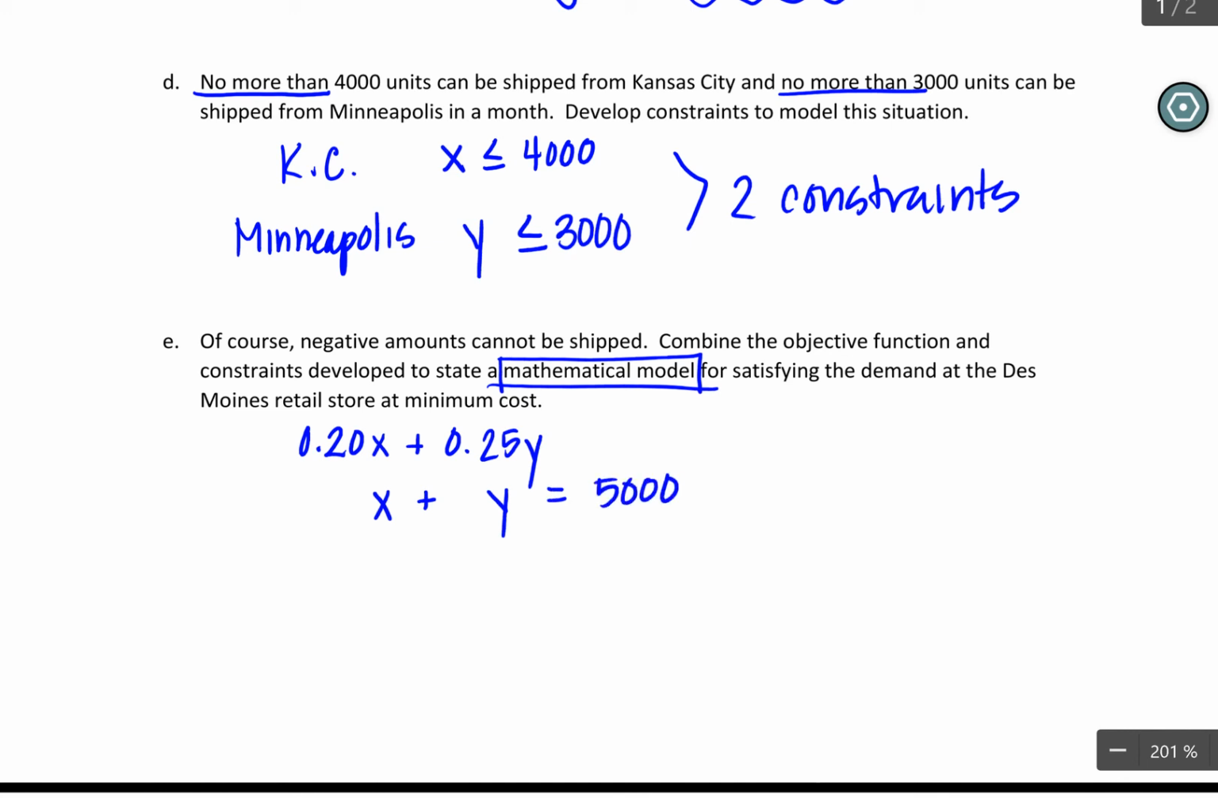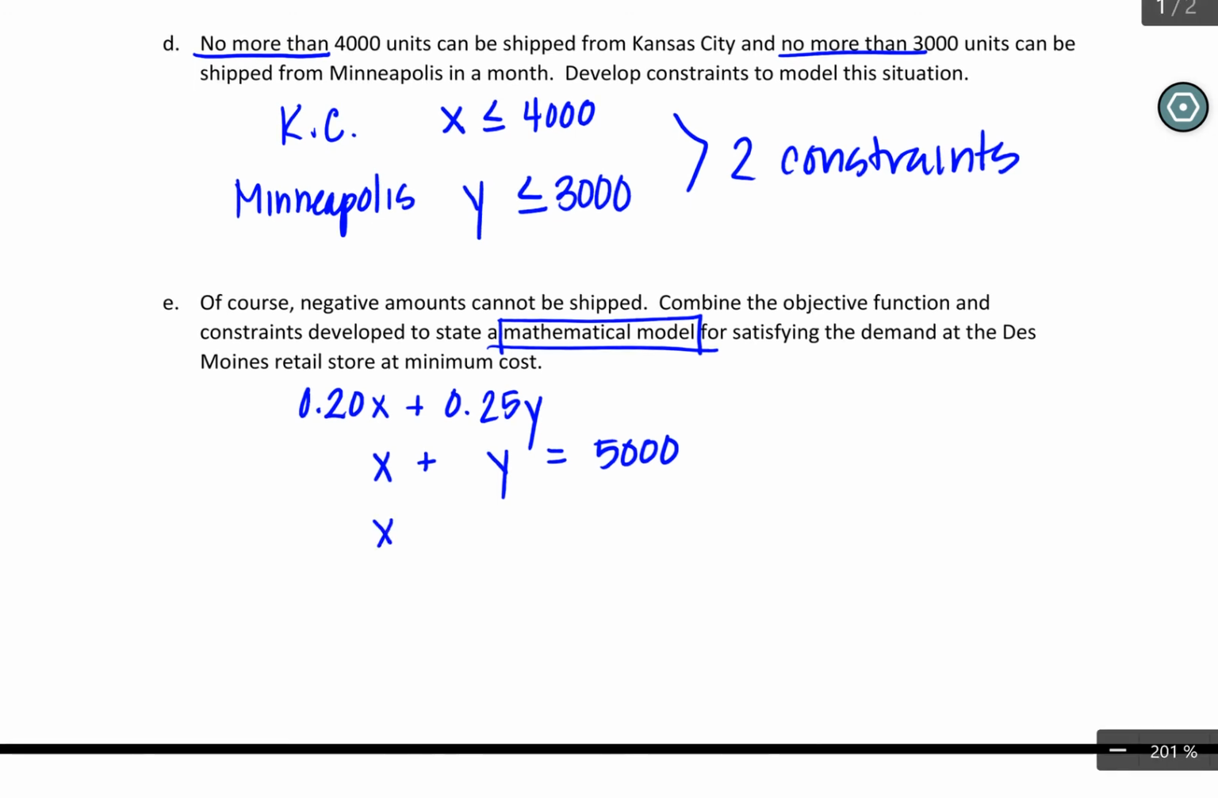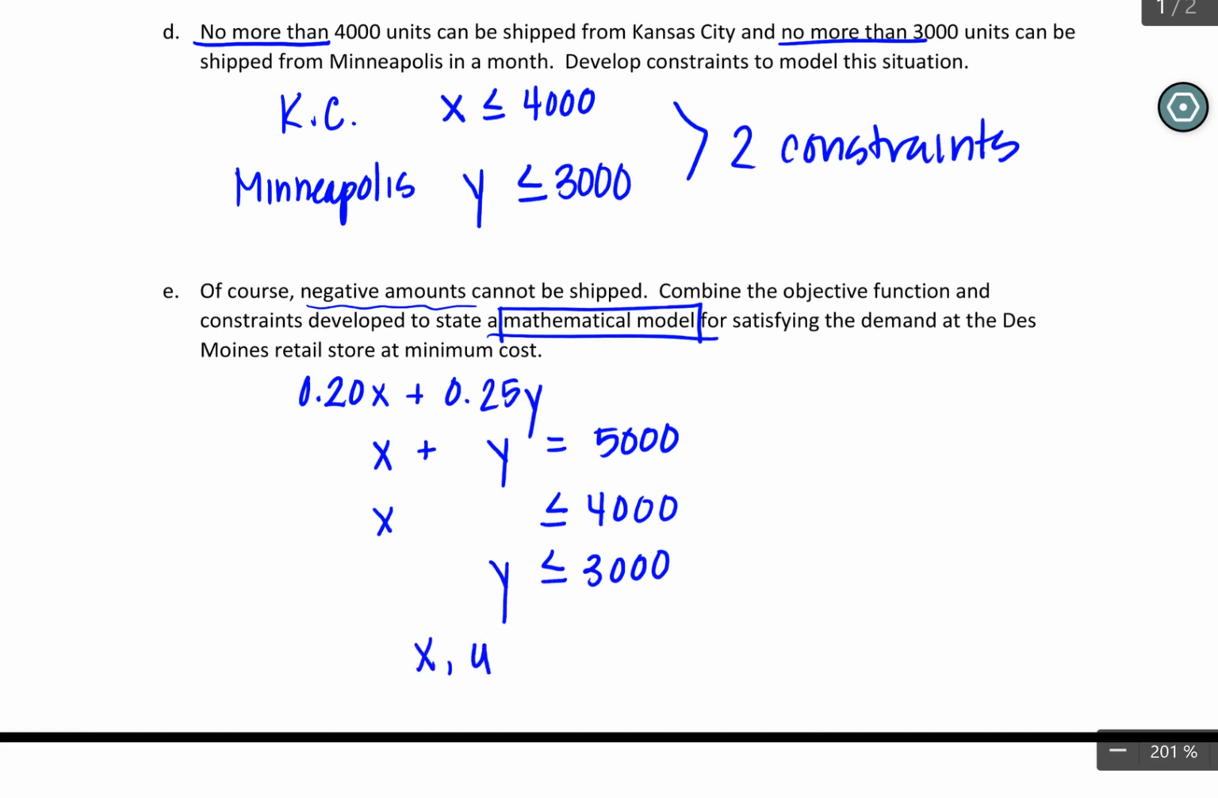We also know that x, or what we get from Kansas City, plus what we get from Minneapolis, has to equal 5,000 units. Now we need to bring in our constraints. X, what we get from Kansas City, has to be less than or equal to 4,000. And Y, what we get from Minneapolis, has to be less than or equal to 3,000. We also know, we were just told here, negative amounts cannot be shipped. So that means X and Y have to be greater than or equal to 0. Right? We have to ship a positive number.